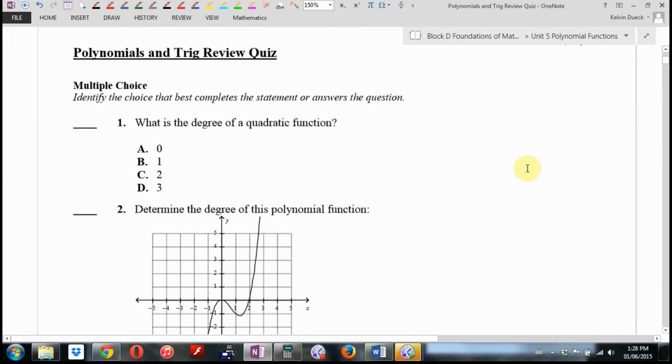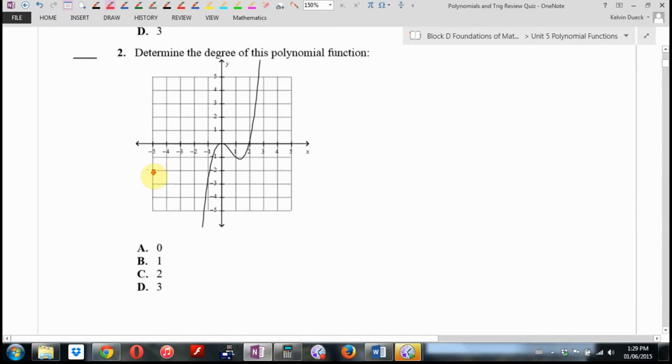What's the degree of a quadratic? Quadratic, degree 2. What's the degree of a cubic? 3. What's the degree of a linear? 1. What's the degree of a constant function? 0. What's the degree of a trig function? No, it's not a polynomial. Polynomial functions are the only things where we talk about degree.